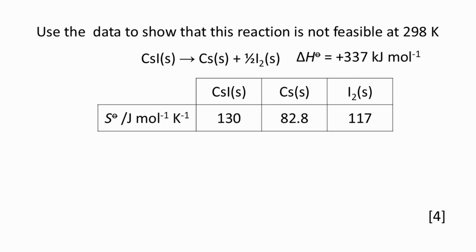Use the data to show that this reaction is not feasible at 298 Kelvin. We're given a balanced equation for the reaction and the standard enthalpy change is equal to plus 337 kilojoules per mole. We are also given a table showing the standard entropies of the substances involved in the reaction.